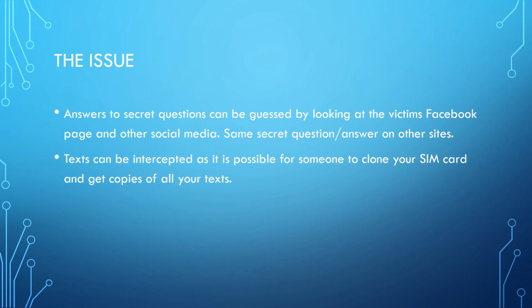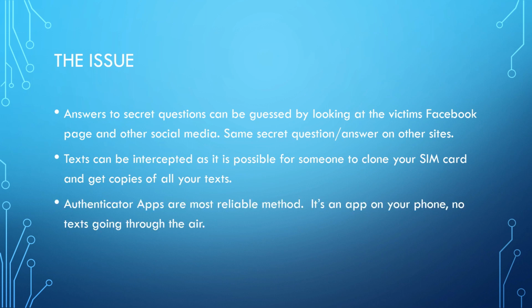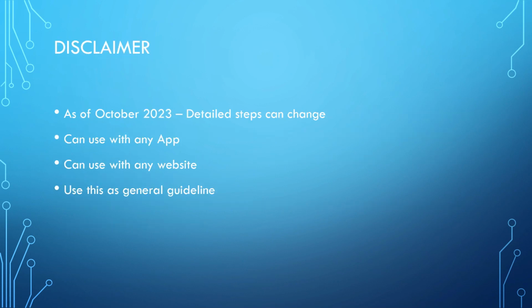Texts aren't safe either, as I mentioned, because somebody could clone your SIM card and get copies of all your texts. So we've got the authenticator apps now that are the most reliable method, because it's an app that's on your phone, so there's no text going through the wireless networks, and there's no secret question that somebody could guess at what the answer is. It's a random code that's generated every single time you sign in.